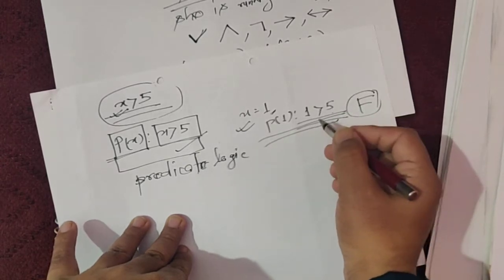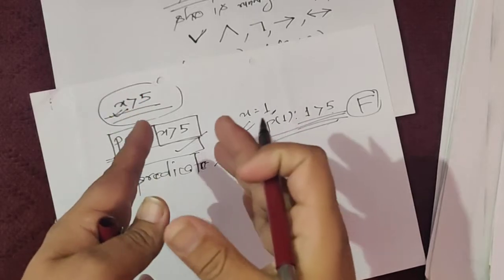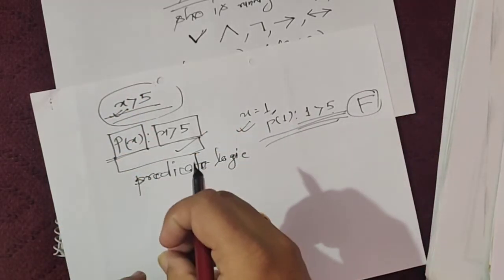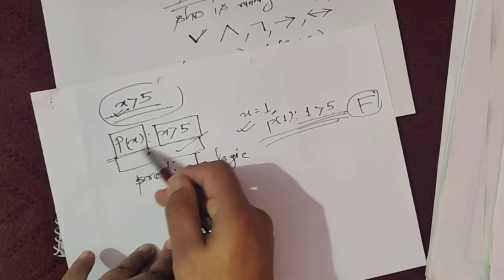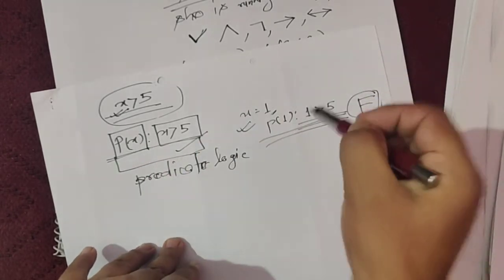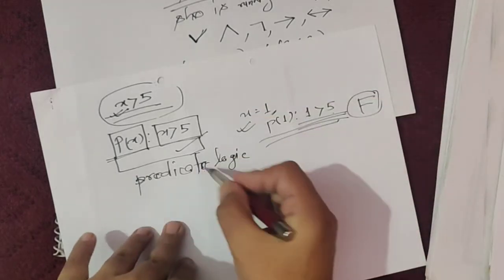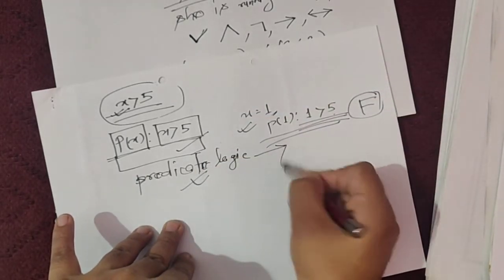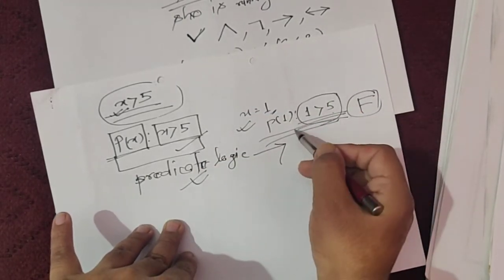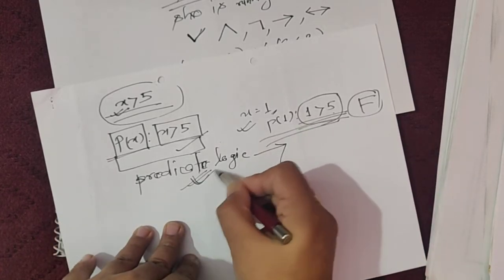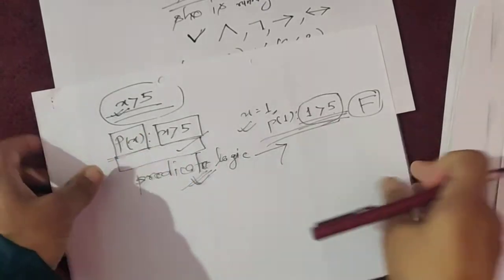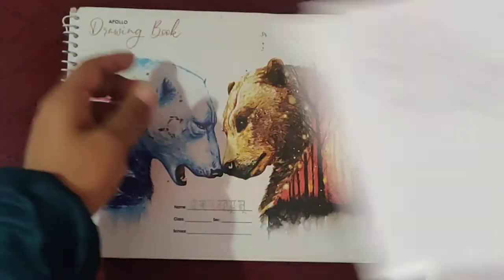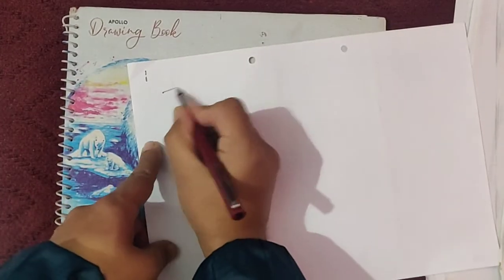So propositional logic is weaker than predicate logic, because it does not deal with variables, and when we instantiate the predicate logic, it is converted into a proposition. So predicate logic is stronger than propositional logic. So let us discuss some more, tautology.